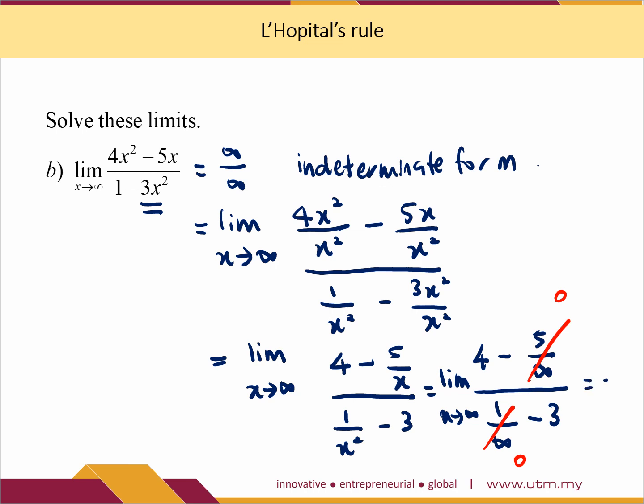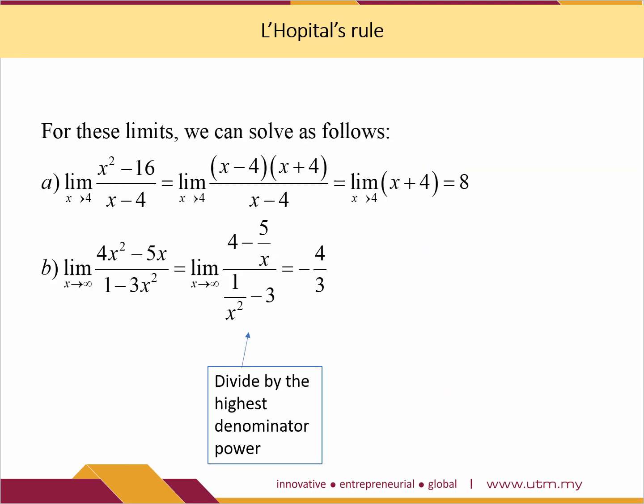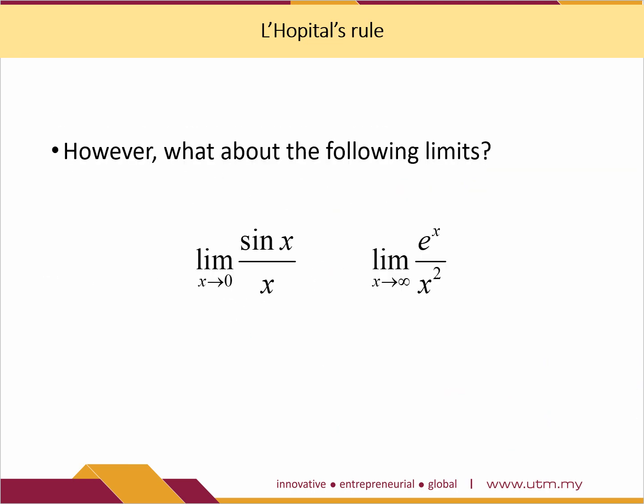So our answer would be negative 4 over 3. This will be the limit for this function, which is equal to negative 4 over 3, meaning that our y value is equal to negative 4 over 3. Okay, so that's how we solve this kind of problem. Next, what about these following limits?